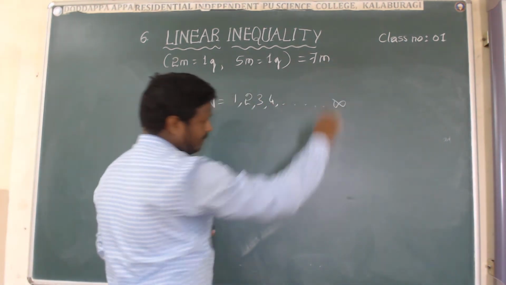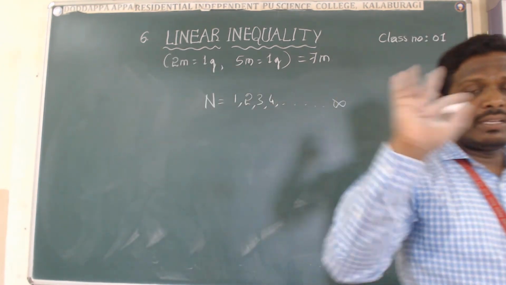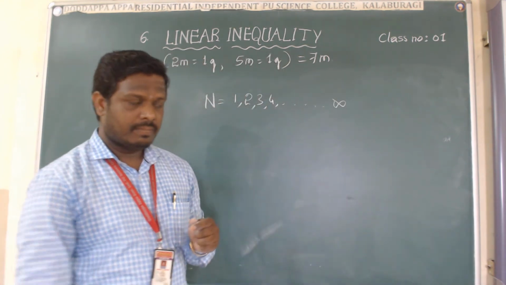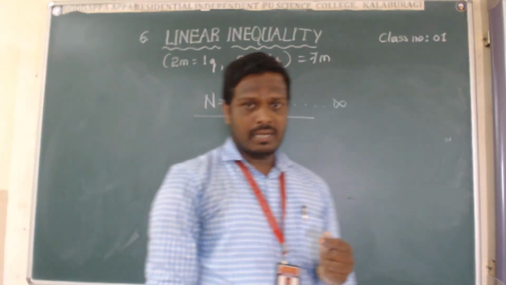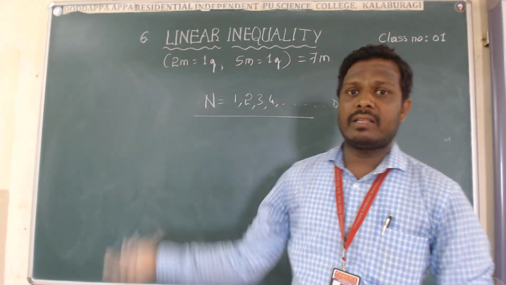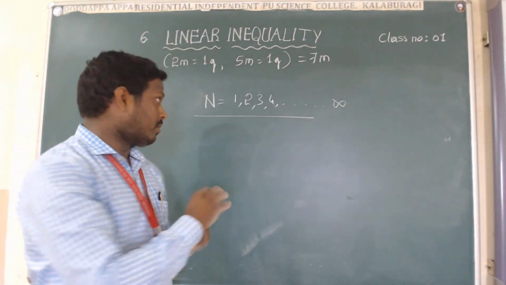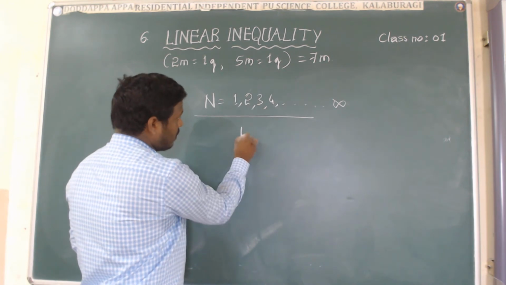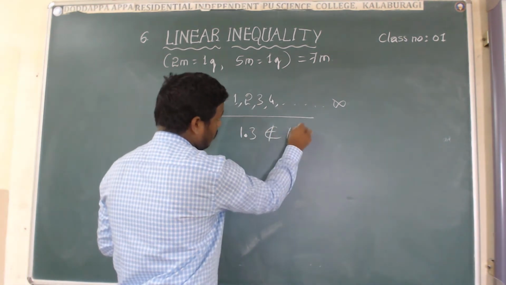The natural number is denoted by capital N, and it starts from 1, 2, 3, 4 up to infinity. I will explain briefly about three numbers only: natural number, integer and real number. Without knowing these, we can't understand the exercise examples. That's why I am explaining the natural number. The natural number is always a complete number. 1 will come, 2, 3, 4. A decimal like 1.3 does not belong to the set of natural numbers.